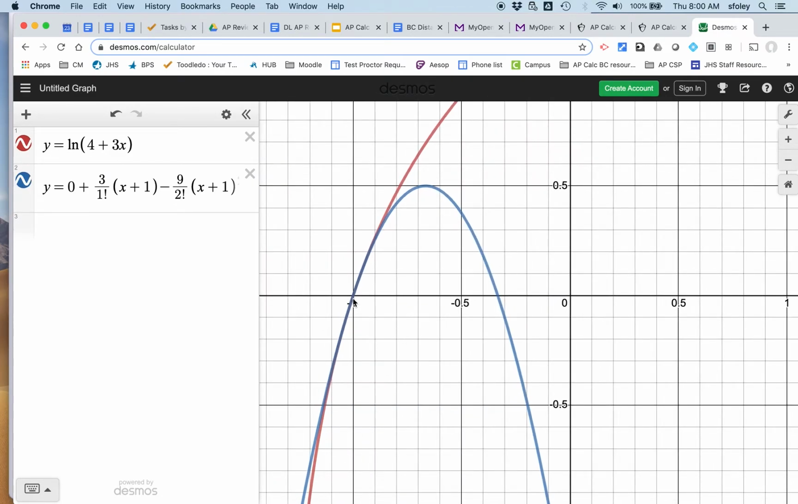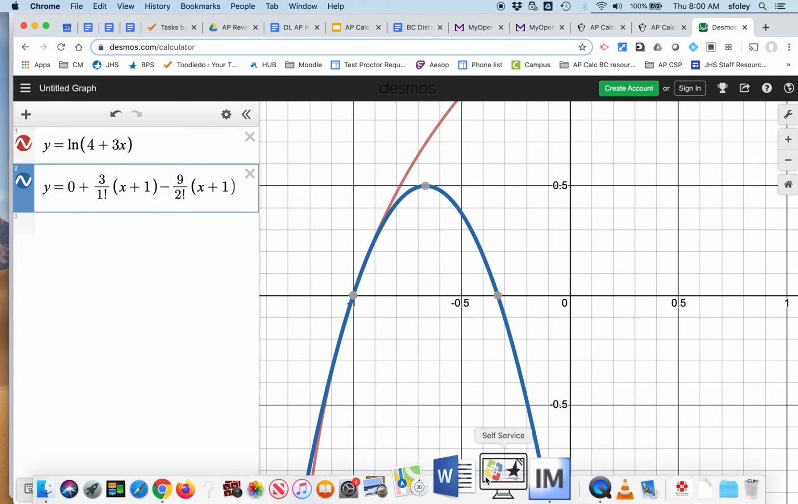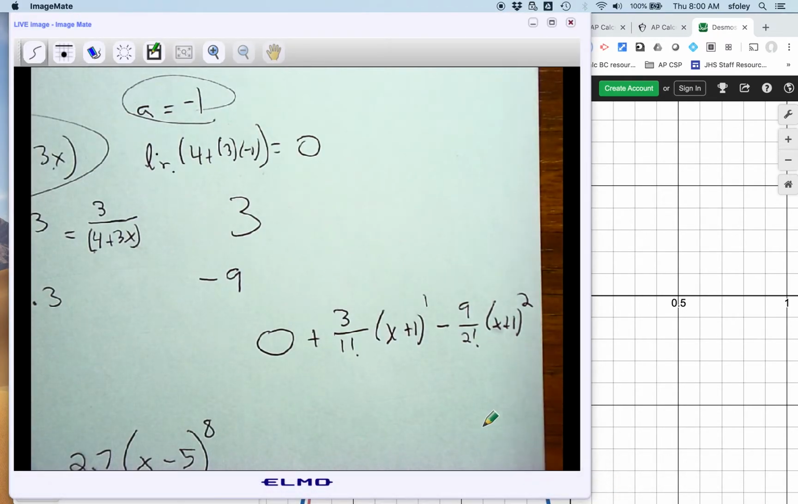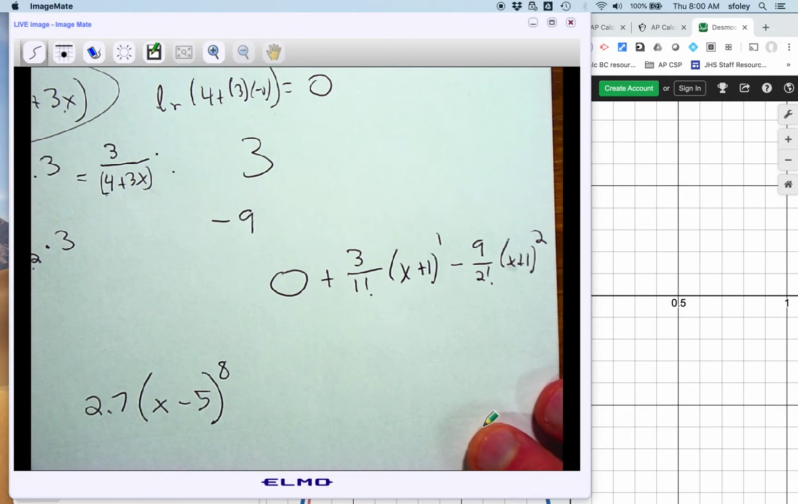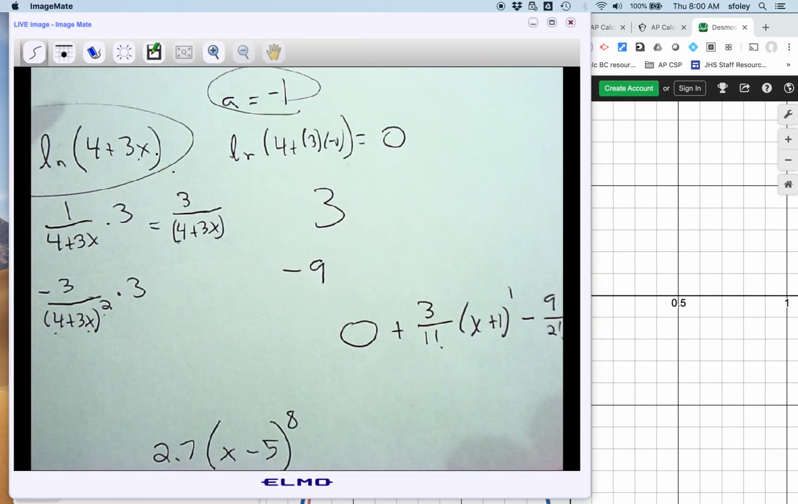So it's a parabola that's passing through that same point. It has the same slope and the same concavity, the same second derivative at that point of interest. And one thing you can do, once you have the Taylor polynomial, is use the Taylor polynomial to approximate values of the function near a particular point.